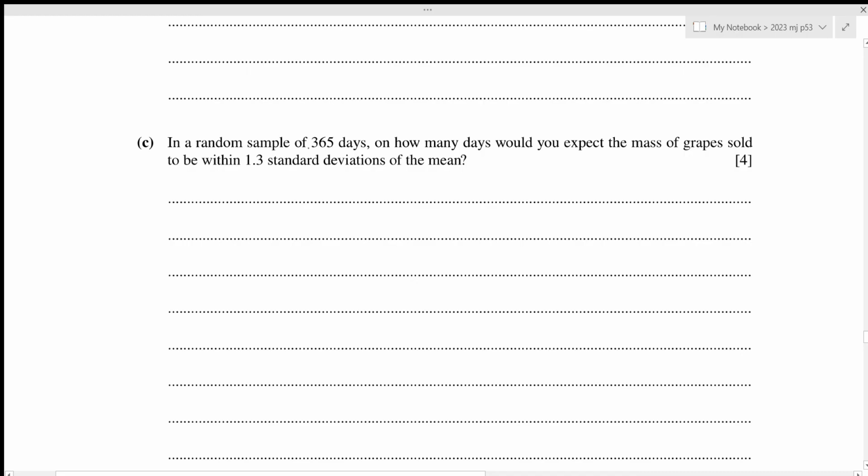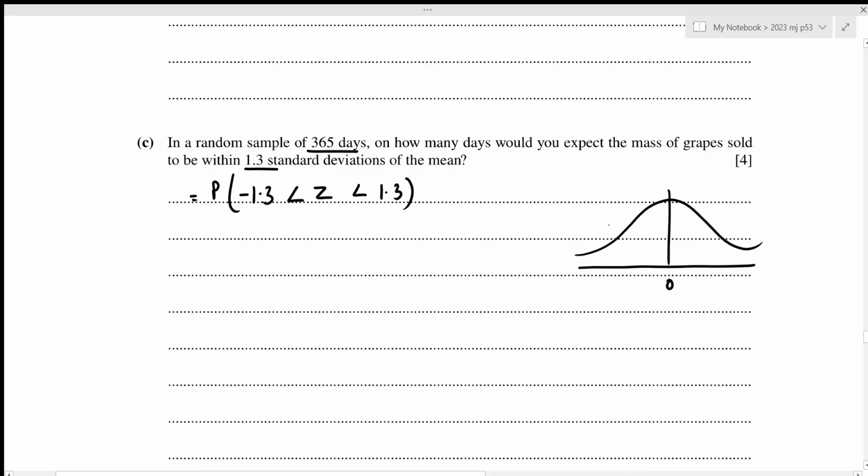In a random sample of 365 days, on how many days would you expect the mass of grapes sold to be within 1.3 standard deviations of the mean? So we're looking for 1.3 standard deviations of mean, right? So we can directly convert this into a question for standard normal distribution. We can write this down as probability of z being within 1.3, so it can be from negative 1.3 to positive 1.3. Let's draw the standard normal curve for this one. So we have 0, we have negative 1.3, positive 1.3, and we're looking for this area.